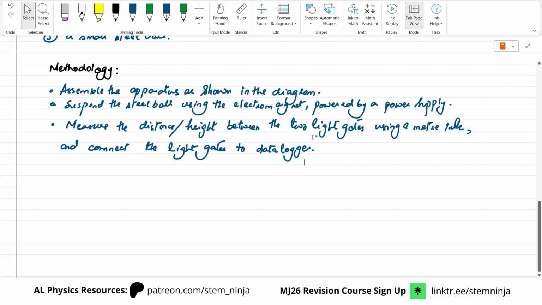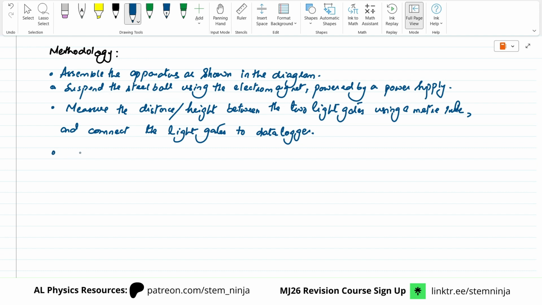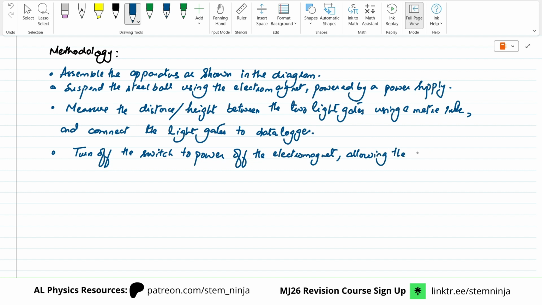Right, okay. So turn off the switch or power off the electromagnet, allowing the ball to fall through the light gates.